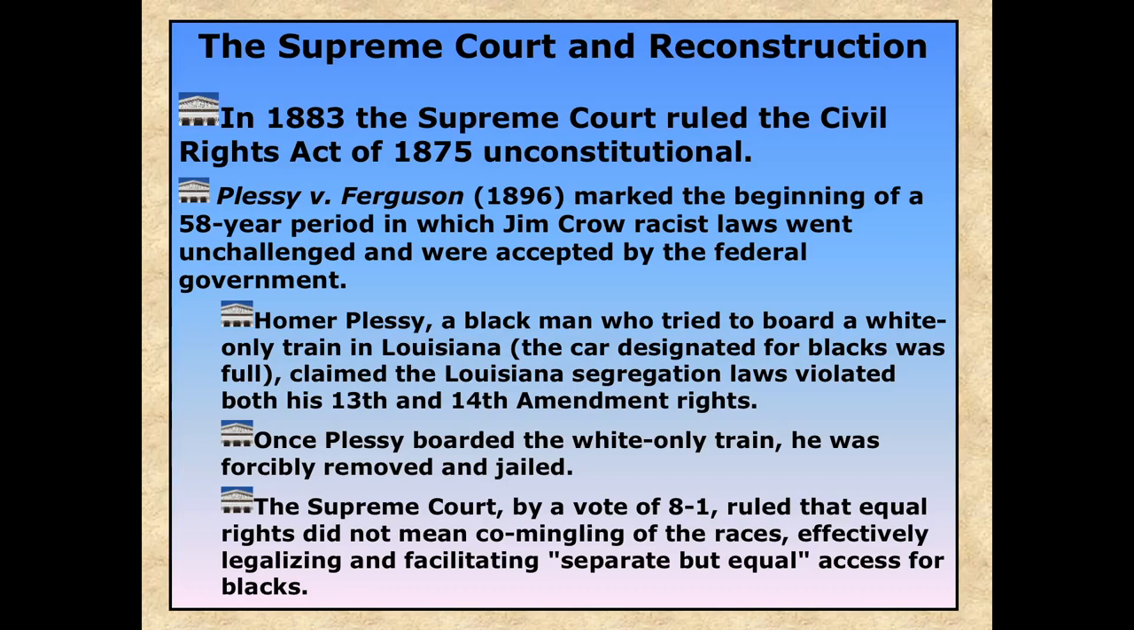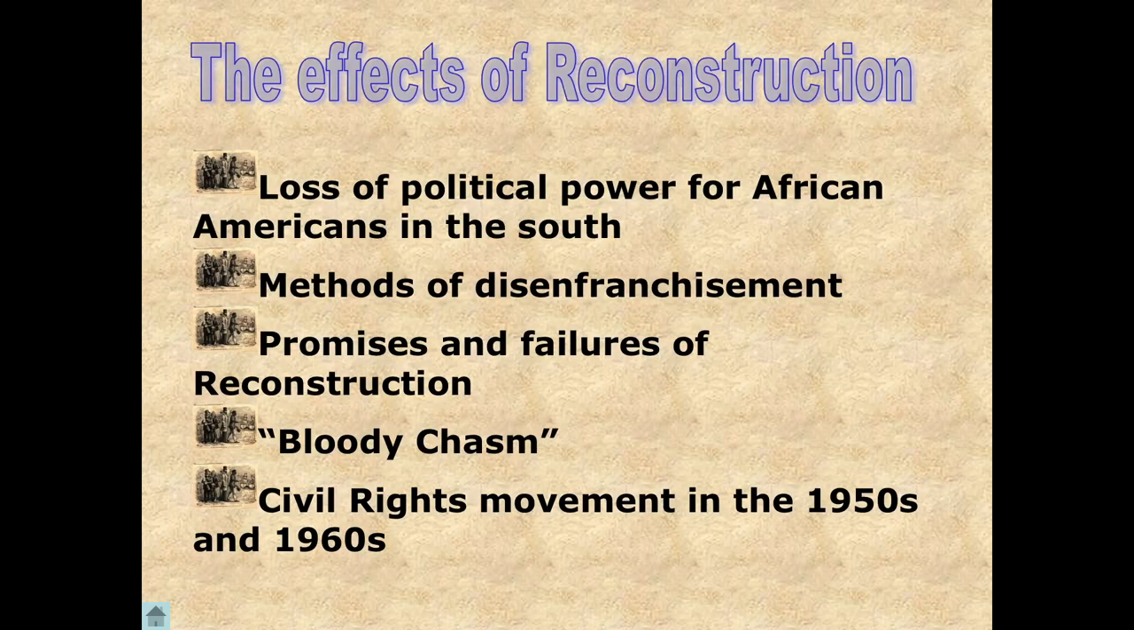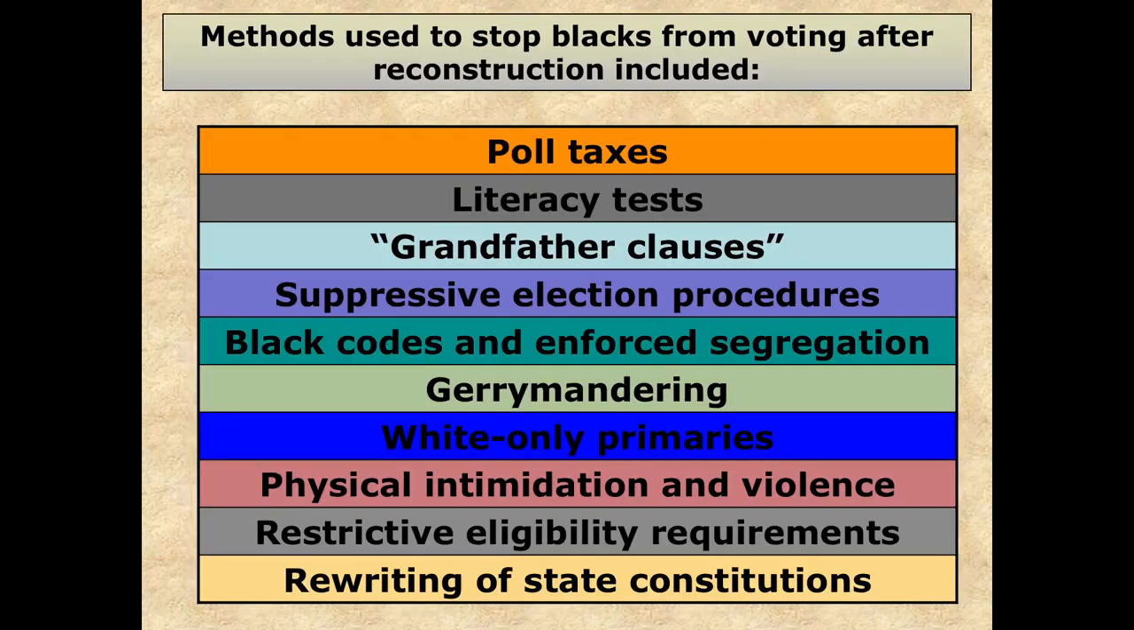So really the big effects of Reconstruction is going to be a loss of political power for African Americans, you know, disenfranchisement methods like poll taxes where you gotta pay to vote, literacy tests where you gotta take a freaking test to vote, and then you got the grandfather clause. Let's say poor whites can't pass the test and they don't have the money to pay to vote. Well, if their grandpa could vote before the Civil War, then they could vote. Again, a technicality.